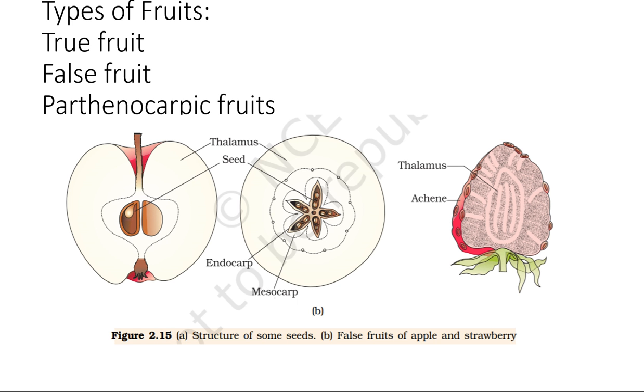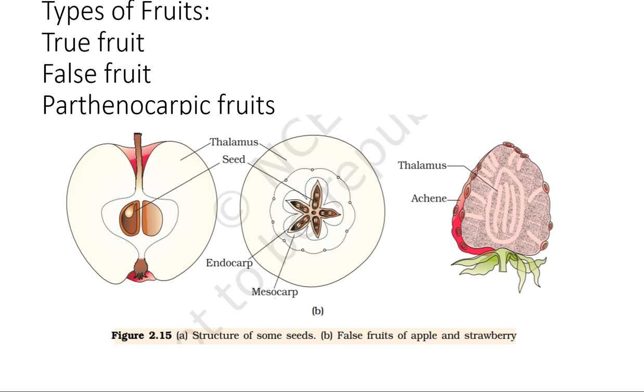Now in this slide we'll study what types of fruits. Fruits are of two types, true fruits and false fruits, and parthenocarpic fruits are also there. We will study about them now. Now first of all, true fruits. Now we all know the tissue of the ovary wall is stimulated to grow with the development of the seed.